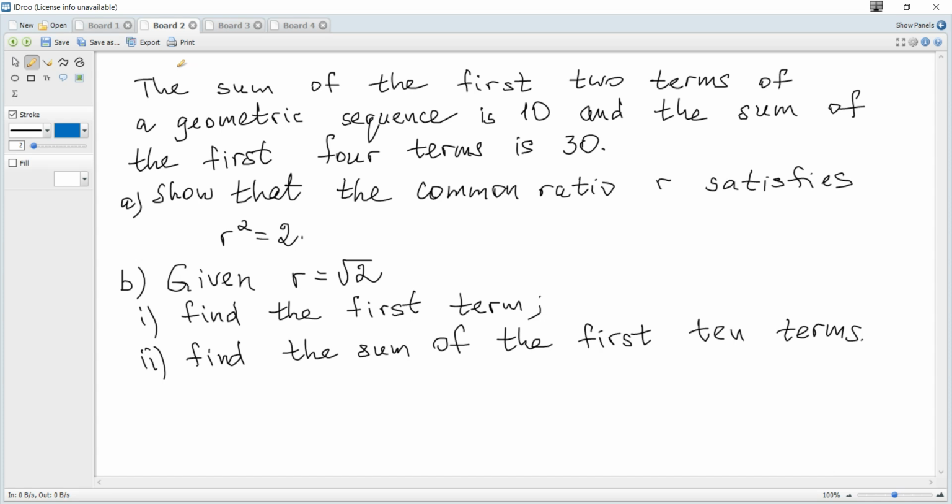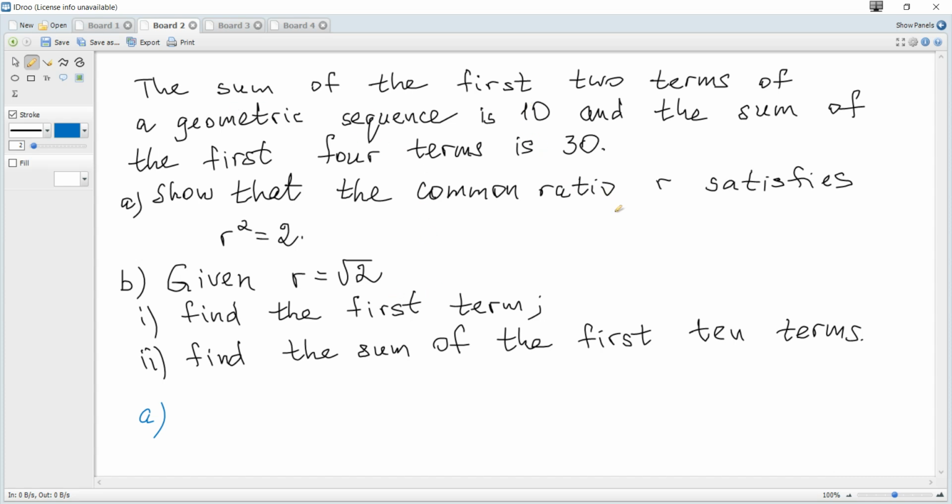The sum of the first two terms of a geometric sequence is 10 and the sum of the first four terms is 30. Question A: show that the common ratio R satisfies R squared is 2. So let U1 be the first term and R be the common ratio.